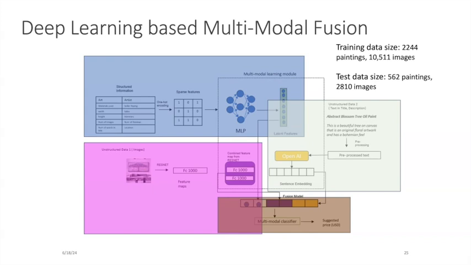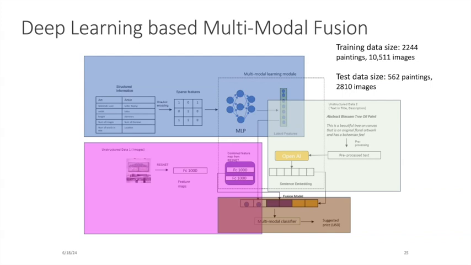The other thing that motivates the use of a deep learning based fusion model is that we don't know ex ante much about what drives art pricing. Our deep learning model has a training data set of around 2,244 paintings, which in turn is 10,511 images, and a test data set of 562 paintings, which in turn has 2,810 images, which shows that many paintings have multiple images.